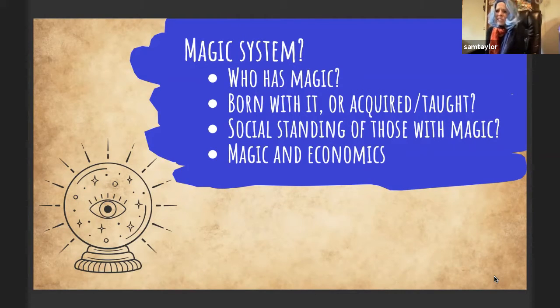Think about how the magic affects the world too. Is it part of their economy? Is it part of their social structure? How has it shaped their history? How has it shaped the way that people interact with each other? If you have a magic system, you need to think about what the world is like because of this system, what the characters are like because of this system. How do they understand themselves and the people around them? How does it shape what they want and who they want to become?